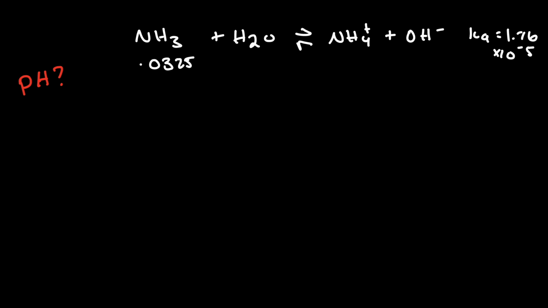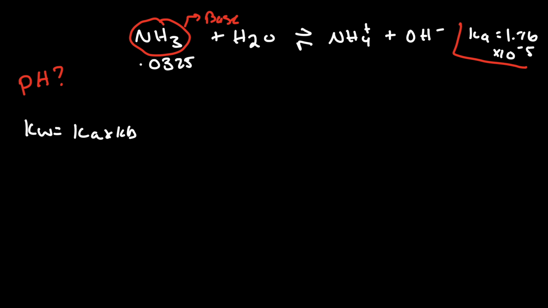Okay, so let's start this problem. First thing you might notice is that we have Ka here, but if you look at our problem, NH3 is actually a base. So first thing we need to do is calculate Kb. So we know that Kw is equal to Ka times Kb. So knowing that Kw is 1 times 10 to the negative 14, we can divide by Ka and get our Kb value. And that's going to be 5.68 times 10 to the negative 10.